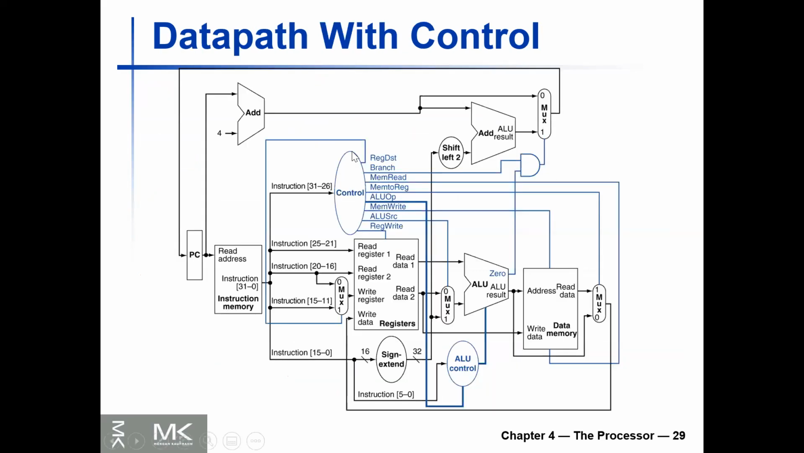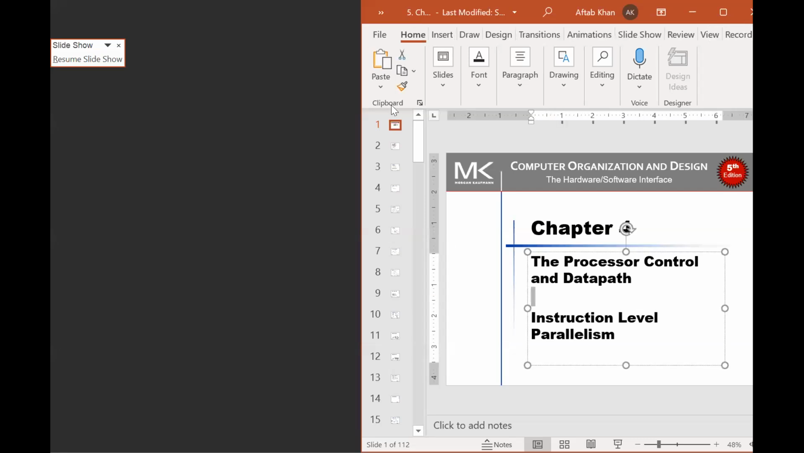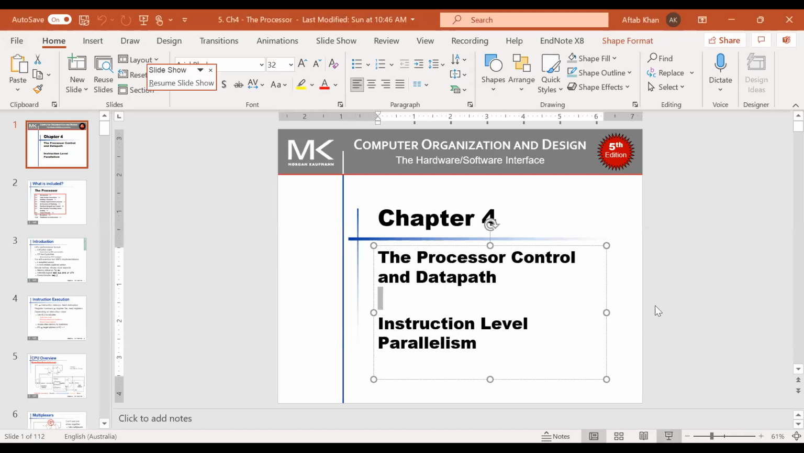Now guys, here we have the data path with controls. We have seen the previous full data path. Now it is the full data path with the control lines also. Just a minute. Can you see the screen now? I think there is a disturbance.